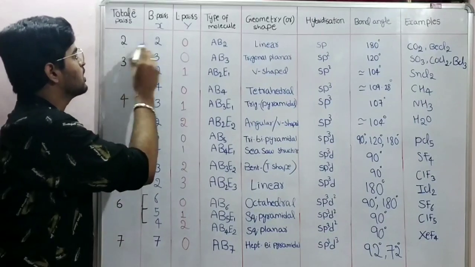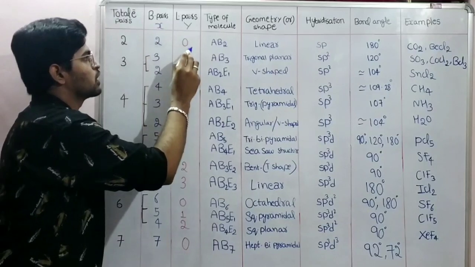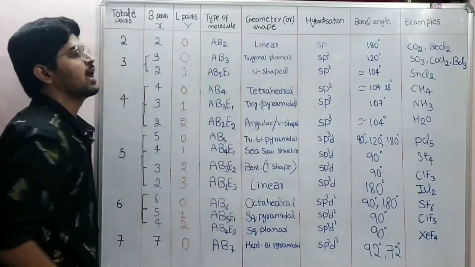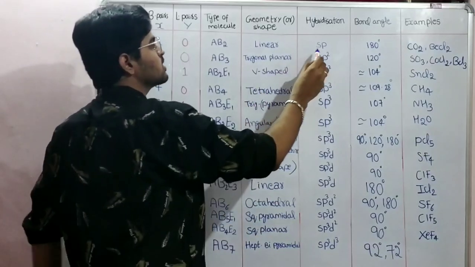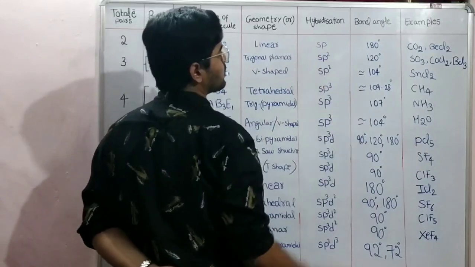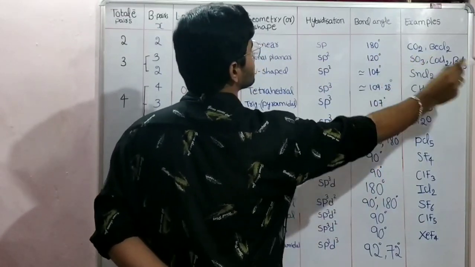For example, if we take two electron pairs, if two bond pairs are present and zero lone pairs, it is represented as AB2 and the shape is linear and the corresponding hybridization is sp. Since two bonds are formed, one s and one p, and the bond angle is 180 degrees. And examples are CO2 and BeCl2.